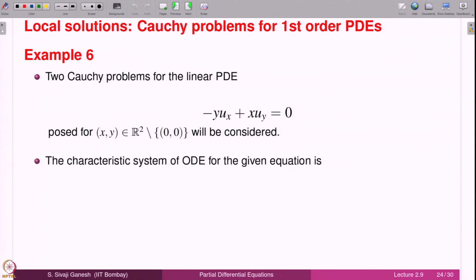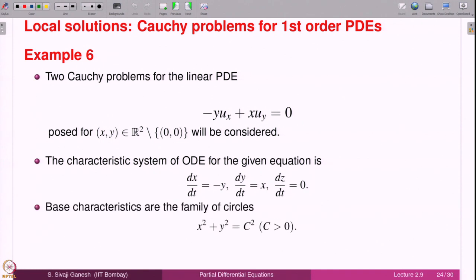And the characteristic system of ODE, we can directly write down, right. And base characteristics, because of this nature, dx by dt is minus y and dy by dt is x. So, if you compute one more derivative, d2x by dt square is minus dy by dt, that is equal to minus x. Therefore, d2x by dt square plus x equal to 0. Similarly, one can do with y. So, solutions of x and y are going to be solutions of y double dash plus y equal to 0, which are combinations of cosine and sine, and the trajectories will be circles. So, base characteristics are the family of circles x square plus y square equal to c square.